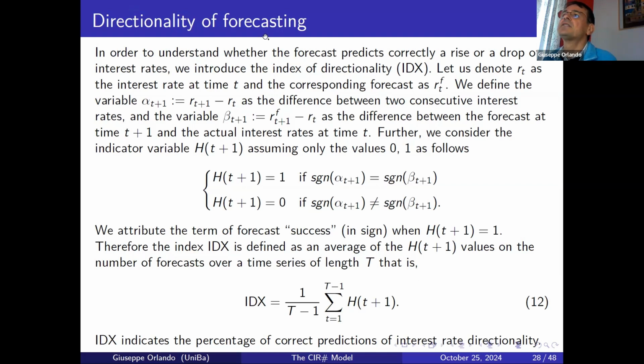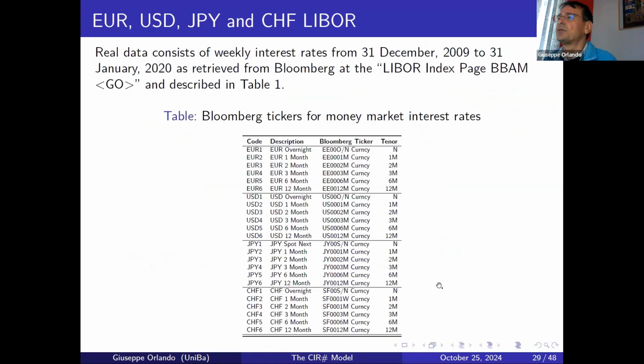And then the directionality of forecasting is exactly that. That is the success of predicting the movement up and down with respect to the realization. So, and here you can see the data set. Here we have several currencies and multiple tenors, from the overnight, which is the most difficult one to predict, to 12 months.